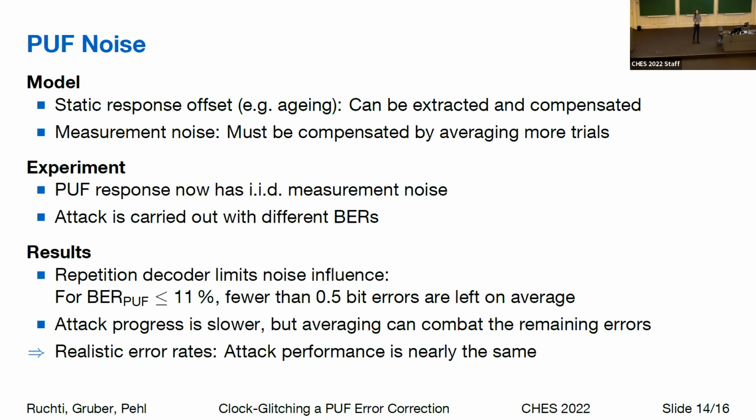What turns out is that the repetition decoder here helps us quite a lot. For bit error rates below 11%, we have on average half a bit wrong or less than half a bit. So the attack progress is maybe a bit slower, but through averaging multiple trials, we can basically recover our data. And for realistic PUF error rates, it's basically unimpeded.